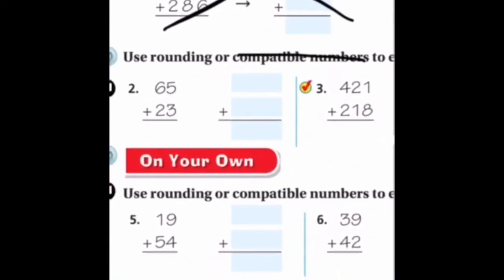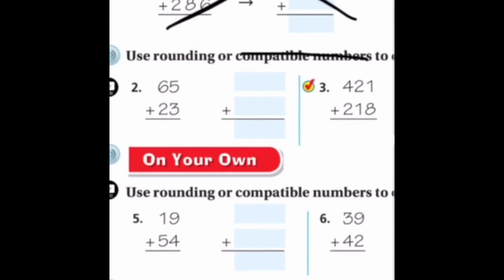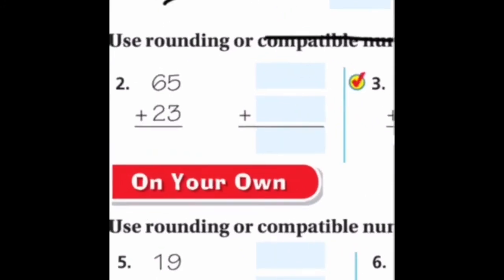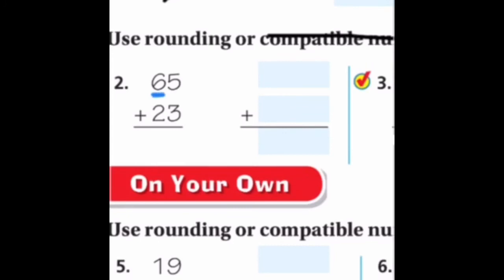All right, boys and girls, I'm assuming you've done the work. Now let's check it out and see how you did. 65, we're going to round to the nearest 10. So our first choice is 60. Our other choice is 70. 65 is right in the middle between the two. And our rule says if it's right in the middle, we round up. So 65 rounds up to 70.